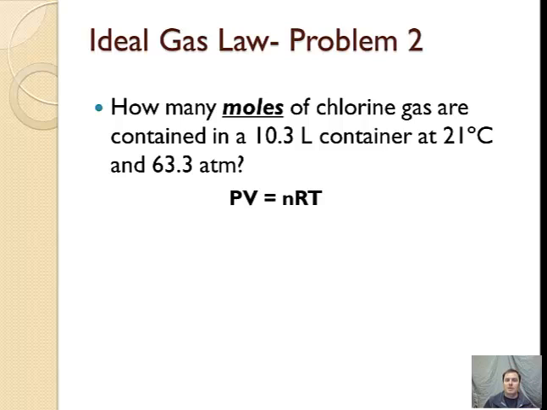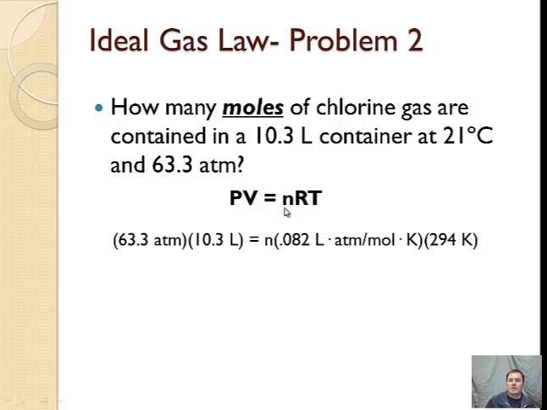So once again, PV equals nRT. What do we have up here? Well, we have volume. We have temperature, once we convert it. We have atmosphere, and we're trying to find n. We're trying to find moles. So if we set it up like this, we're trying to solve for n. So n is going to be equal to P times V divided by RT.